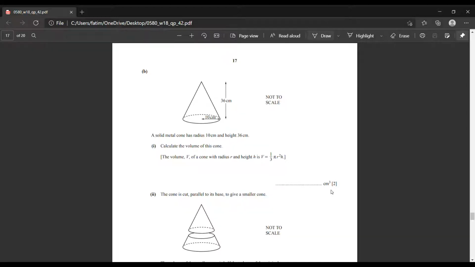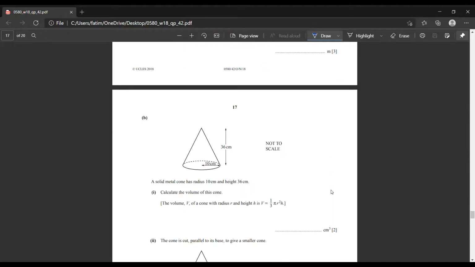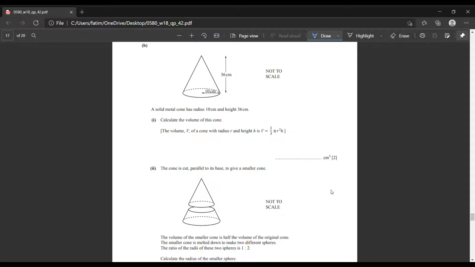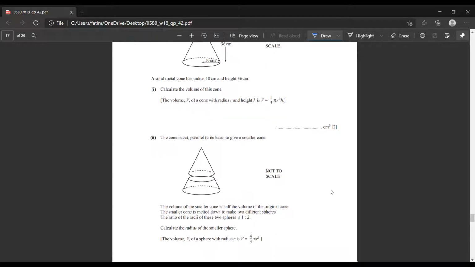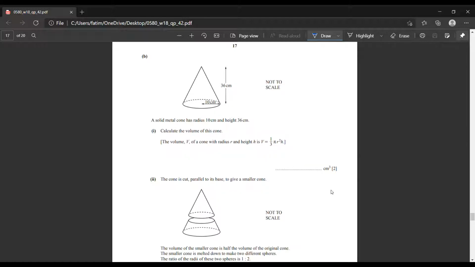Hi everyone, today I'll be solving the Winter 18 question paper 42 for IGCSE Mathematics code 0580. So I'll get into question 10b, because this part 2 was considered to be relatively difficult by certain candidates. To start off, the first part is actually quite simple.